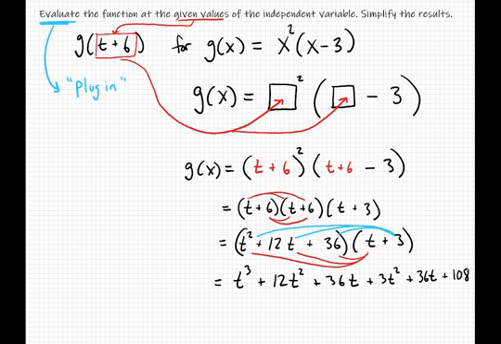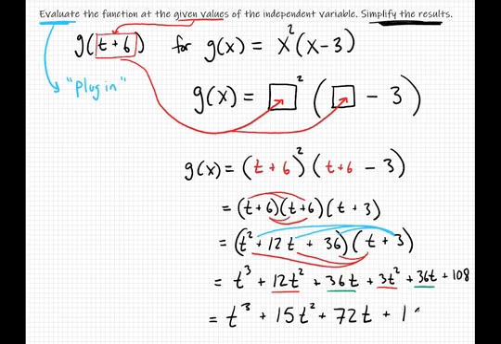All right, now let's collect some like terms. We've got t squared and a t squared. We've got a t and a t. The directions say simplify the results. Once we're done simplifying, we have a t to the third power, a total of 15 t to the second, 36 and 36 is 72, so we have 72t, and finally a 108.